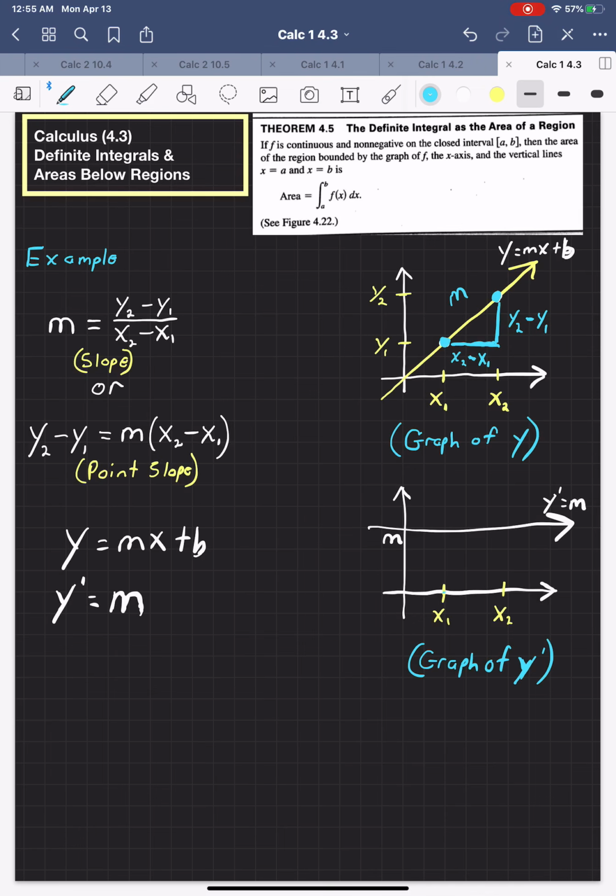So if you were to plug in x, don't you agree that no matter what x is in this equation, y prime is always going to be the same number, correct? There's no variable to even plug in for x. So at x sub 1, y prime is m. At x sub 2, y prime is m. Now hold on, that's interesting. In this particular case, you have created a rectangle.